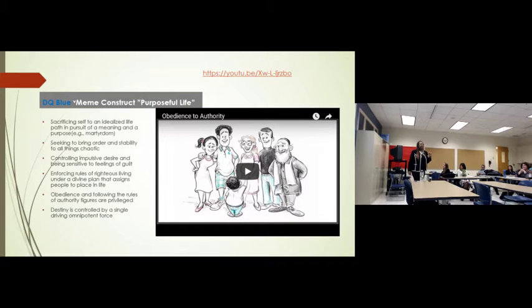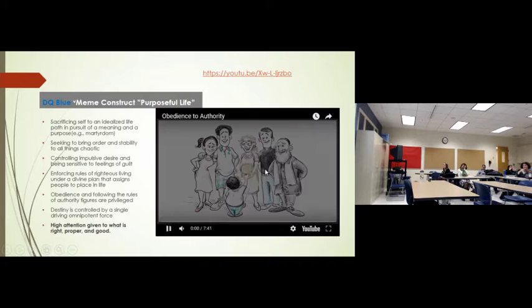So another thing you'll see with these particular worldviews as it relates to the collectivism individualism theme is that the locus of control with the individualist theme is internal, but the locus of control with the collectivist theme is external. So there's some imperative outside of you that is controlling and directing your destiny. There is a high attention given to what is right, proper, and good in this system. And I think this very much describes the context of education. And so we'll look at this one to help you appreciate this particular worldview concept.